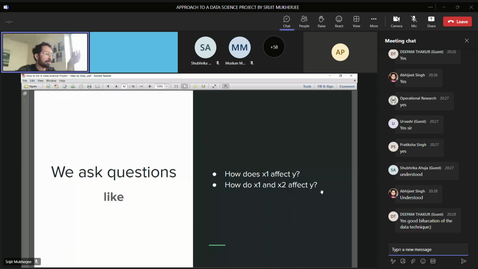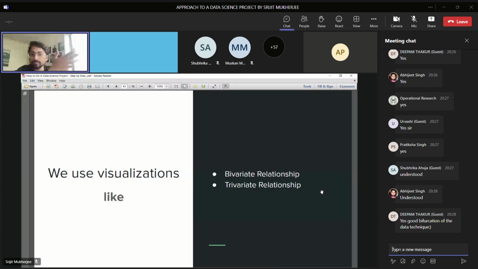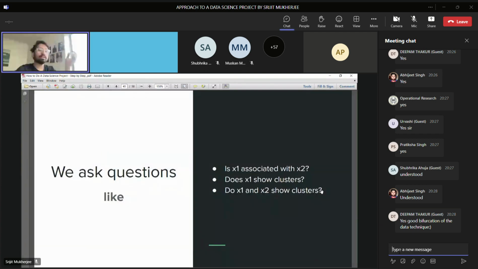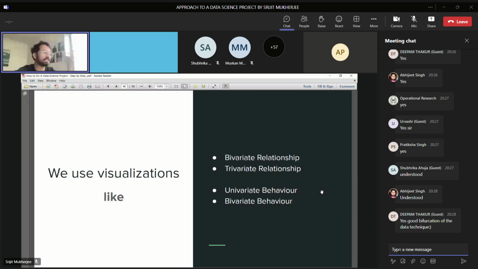But for unsupervised learning, we ask questions: is X1 associated with X2? Association means they are together or behaving similarly. Does X1 show clusters, or do X1, X2 show clusters together? For association purposes, you can do the relationship plots, and for clustering or similar behavior, we do the behavior plots, univariate behavior and bivariate behavior. That's exactly what we have shown here.